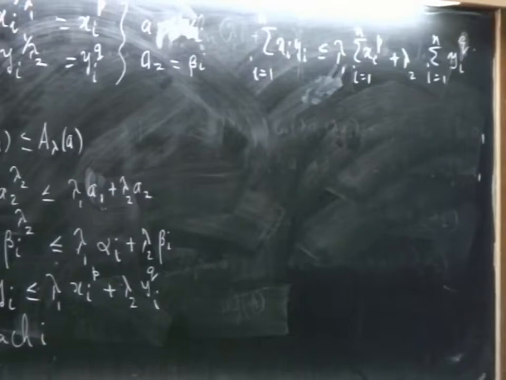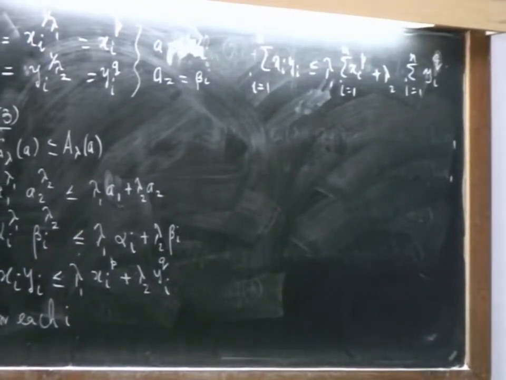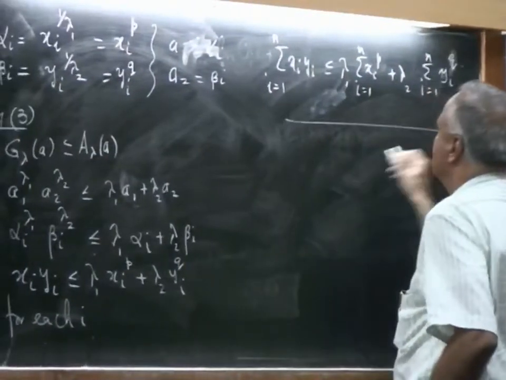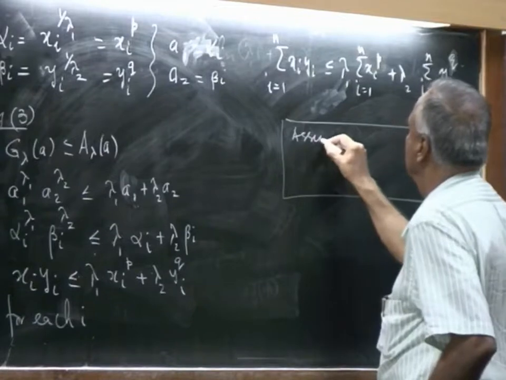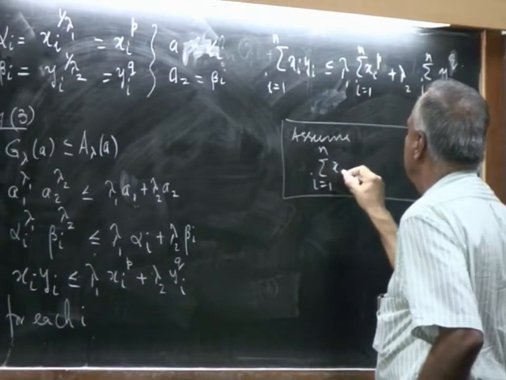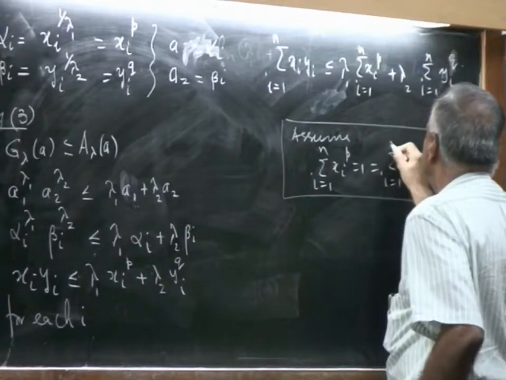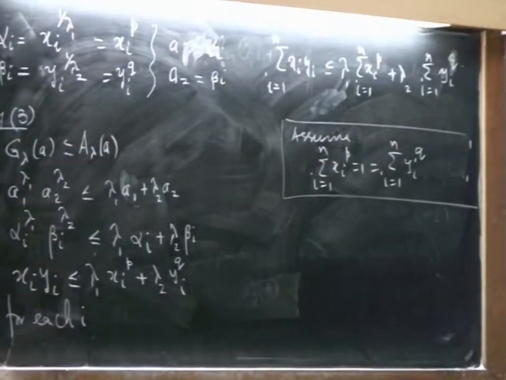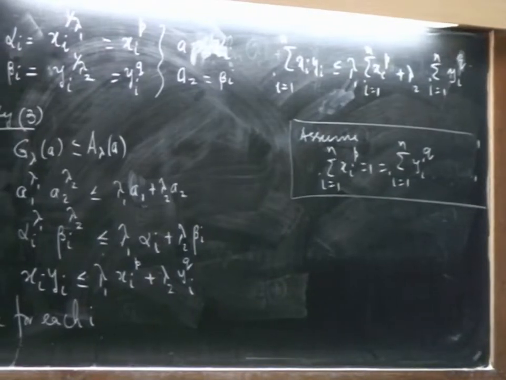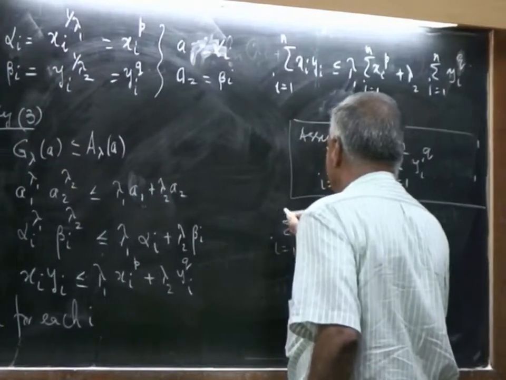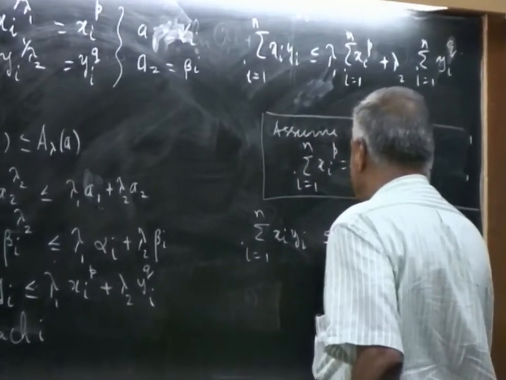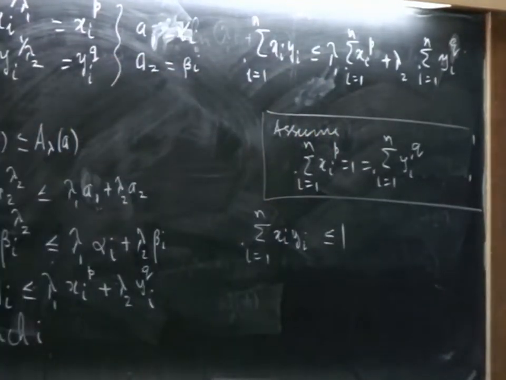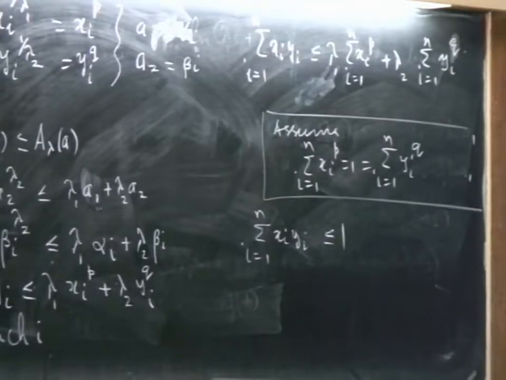Okay. So, just like previously we assumed that the sums were 1, I am going to assume that this sum is 1 and that sum is 1. So, assume summation i equal to 1 to n xi power p is 1, equal to summation i equal to 1 to n yi power q. Then what happens to the right side? Just lambda 1 plus lambda 2, but lambda 1 plus lambda 2 is 1, and therefore we get summation xi yi. When will equality happen? Again, go back, xi will be allowed to be equal to yi.